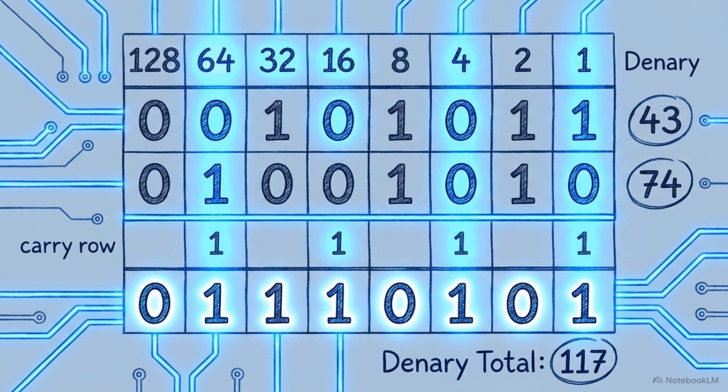We will put those rules to work by adding the denary numbers 43 and 74 together using a binary place value grid. Starting on the right with the least significant bit, 1 plus 0 is 1. 1 plus 1 is 0, and we write the carried 1 in a dedicated row underneath. 0 plus 0 plus our carried 1 is 1. 1 plus 1 is 0, carry the 1. 0 plus 0 plus the carry is 1. 1 plus 0 is 1. 0 plus 1 is 1. And finally, 0 plus 0 is 0. If we add up the active columns in our result, 64, 32, 16, 4, and 1, we get 117. This matches our original denary addition perfectly.